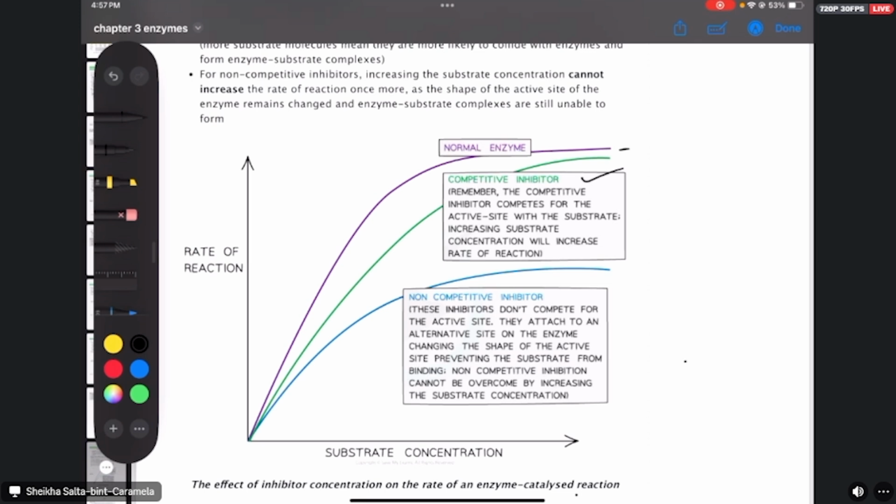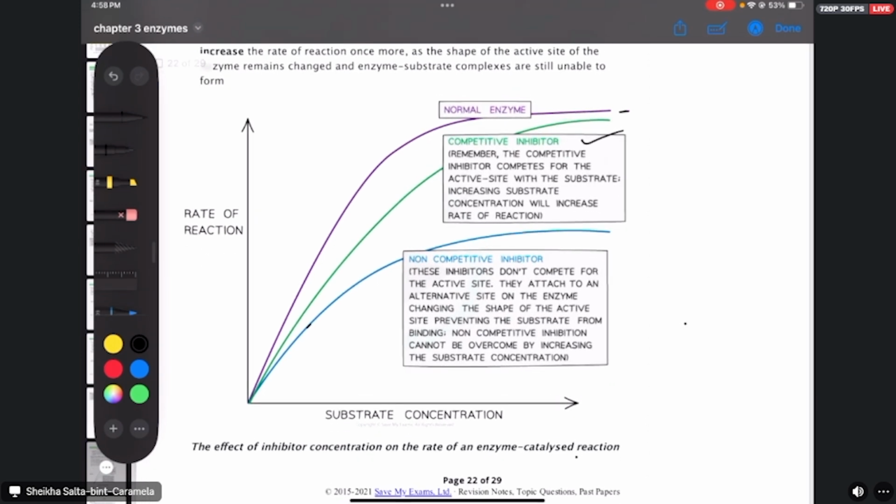If you look at the non-competitive inhibitor line, which is the blue line right here, it increases linearly but plateaus off way lower. The rate of reaction is around half of the normal enzyme. So this shows that the non-competitive inhibitor has a much greater effect. Once the non-competitive inhibitor binds to the enzyme, the active site shape is changed, so substrate does not bind completely. Some non-competitive inhibition can be overcome by increasing the substrate concentration, but the rate of reaction cannot be revived fully.